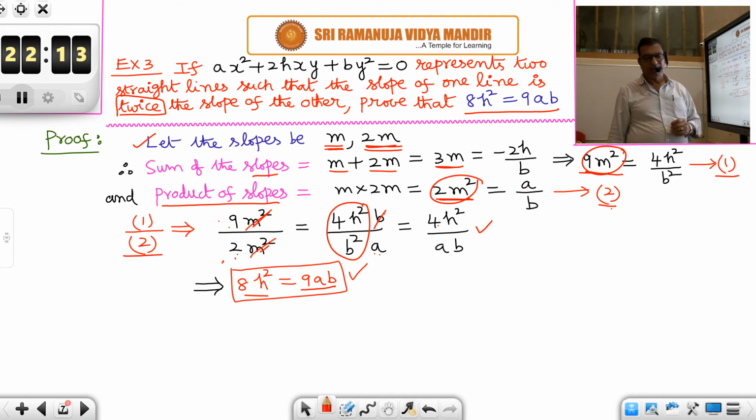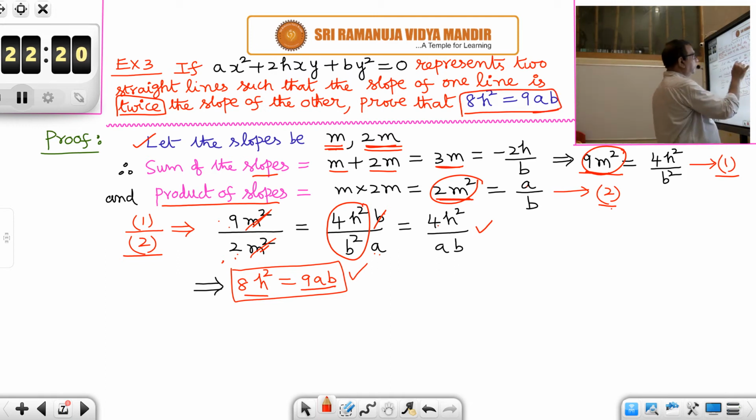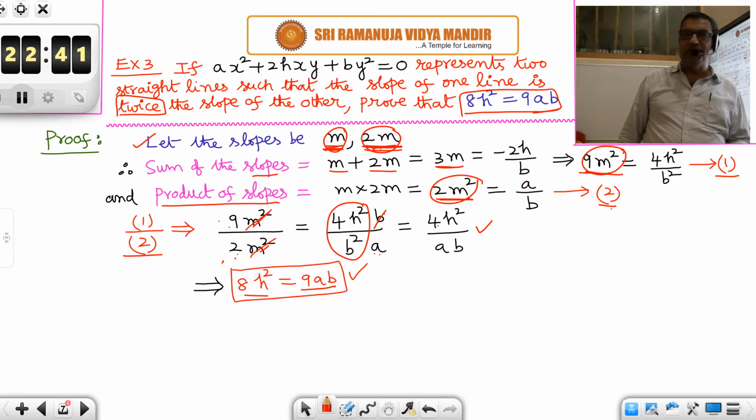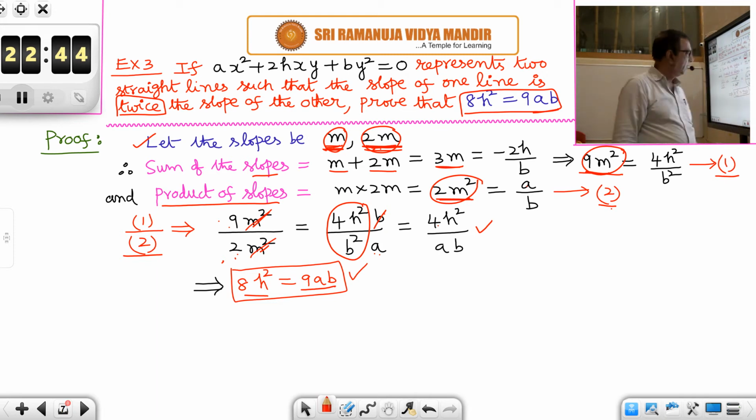Tell me. The condition is the same only: 8h square is equal to 9ab, because 2m is double m, and if you consider it the reverse way, m is half of 2m only. The first line's slope m is half of the second line's slope 2m. So the condition for one slope to be double the other is the same as the condition for one slope to be half of the other. Both are the same only.